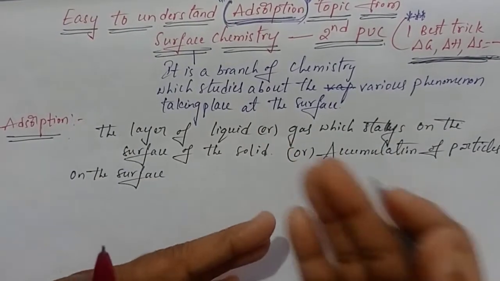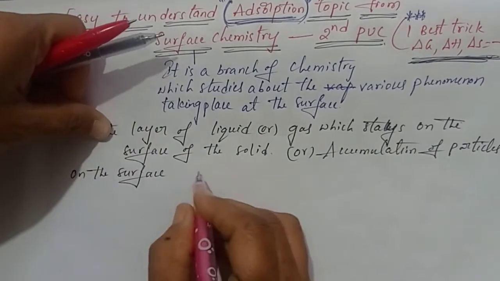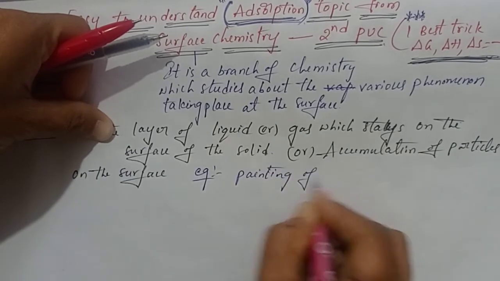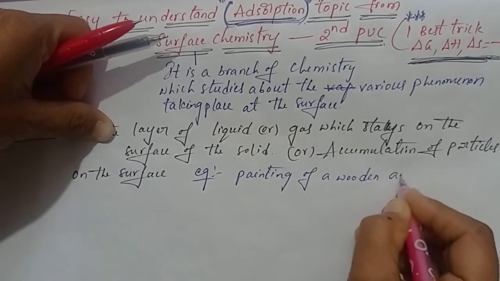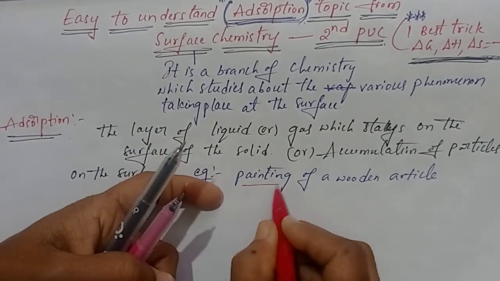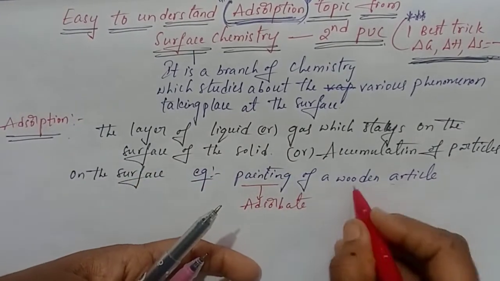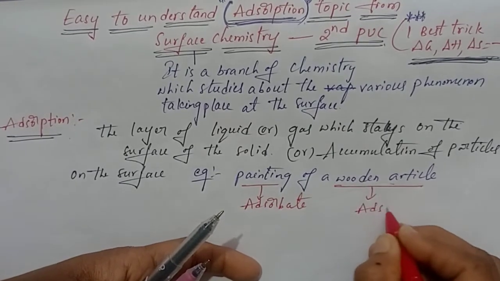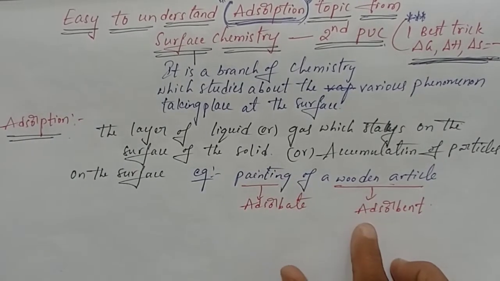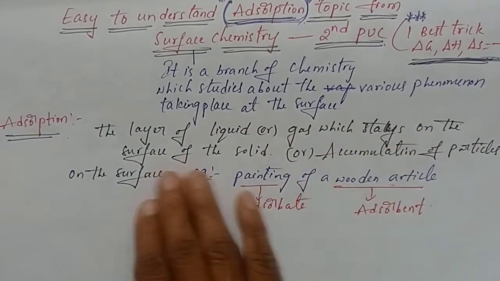Here we can take one example, students: painting of a wooden article. Here the painting is called the adsorbate, and the wooden article is called the adsorbent. Are you understanding? So the definition is: the layer of liquid or gas which stays on the surface of the solid.